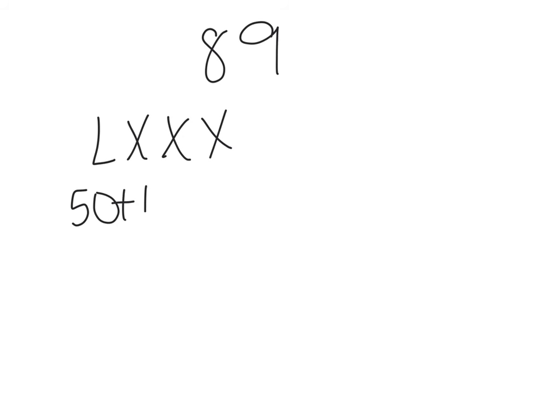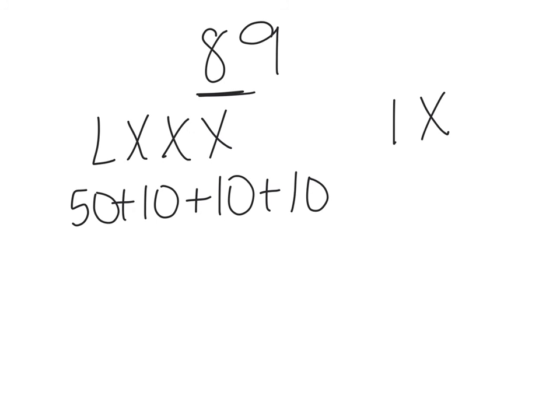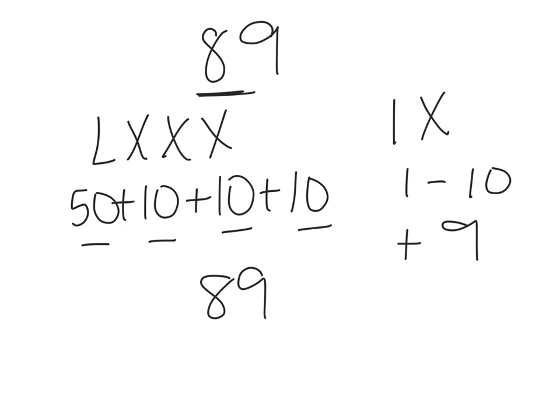Let's try it with 89. So 80, so we're going to have 50, which is the L. We now need 3 10s, so we're going to have 50 plus 10 plus 10 plus 10. That's for the 80 part here. Now for the 9 part, 9 we write like that. That is 1 before 10, so that's 9. So over here we have 50, 60, 70, 80, and plus the 9 here, we have 89.